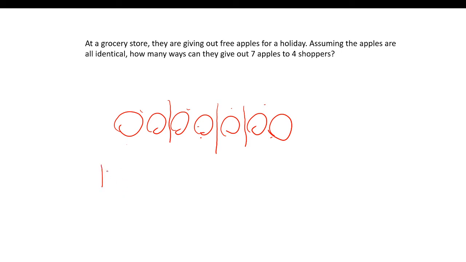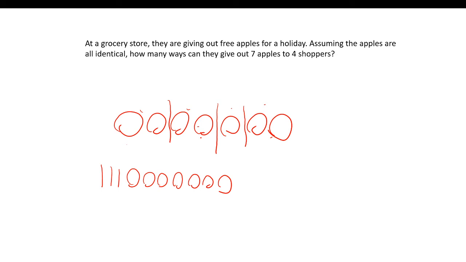What we're really doing is placing these bars at random among the 7 apples, 1, 2, 3, 4, 5, 6, 7. We don't care if one shopper gets 0, or even if 3 shoppers get 0 and the other shopper gets 7. We just want to place the bars so that we distribute 7 identical apples to 4 shoppers.